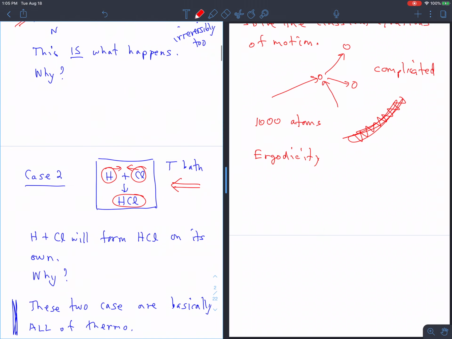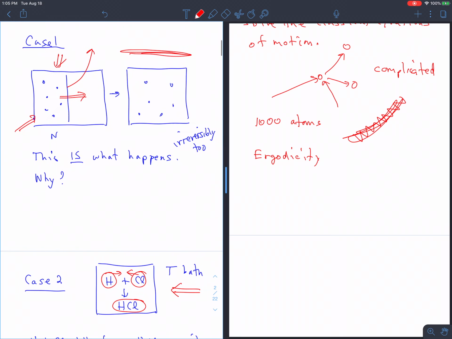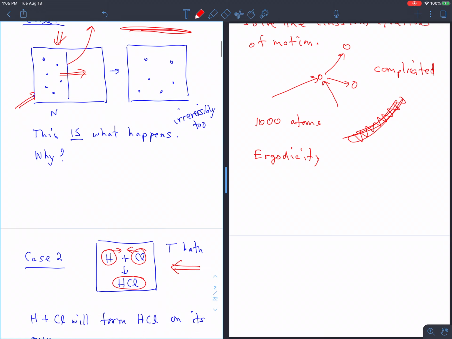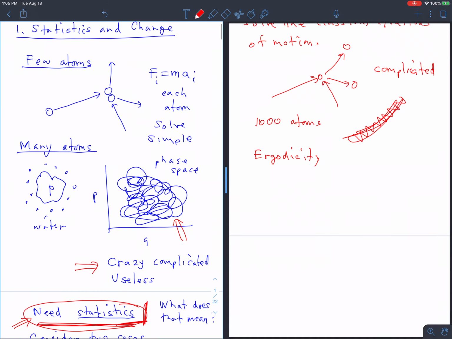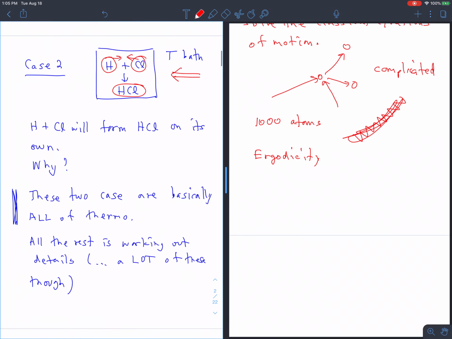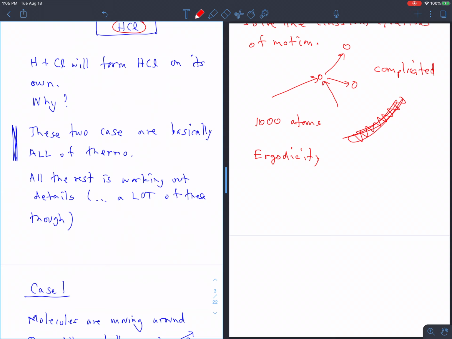It looks like very different cases, in fact, but it turns out there's a deep level of commonality between these two. And if we understand both of these cases and understand how they're similar and how they're different, then we will cover most of the ideas, the most basic ideas that we'll need in this class. So here is me saying the same thing here in print. These two cases are basically all of thermodynamics.